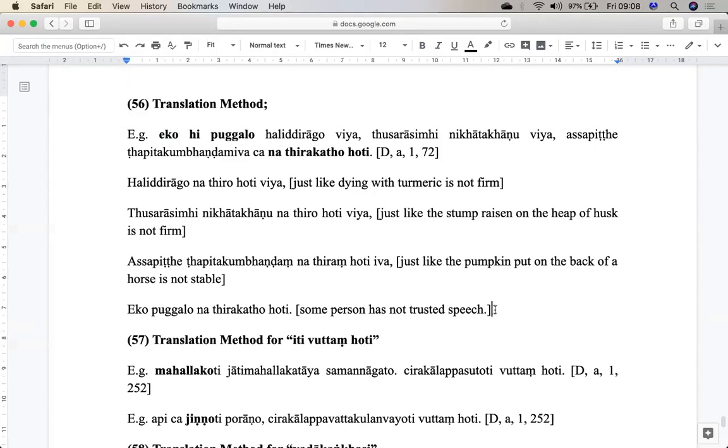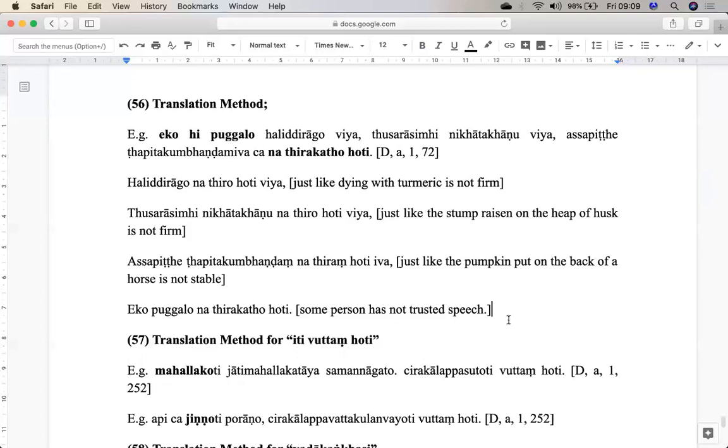Hi, Sayadaw. Yes, I can hear. Can we translate it like this? It looks to me that the pukalo is the subject, and halidi rago is also a subject, and nikada kanu is also a subject, and so on. So can we translate it like: some people, just like dyeing with turmeric, just like a stem raised on the heap of husk, and just like a pumpkin put on the back of a horse, is not one who has trusted speech? Yes, yes, the meaning is okay.